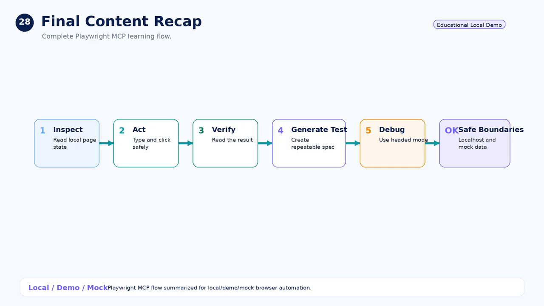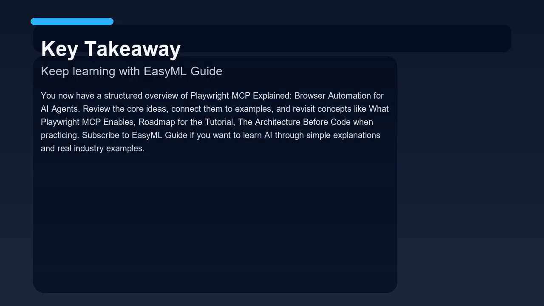Debugging should focus on target, page structure, locator quality, and trace output. The core pattern is simple: inspect, act, verify, then turn the workflow into a test. To wrap up, here is the key takeaway.